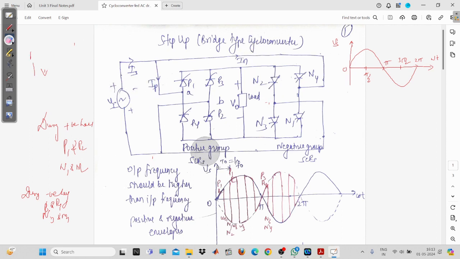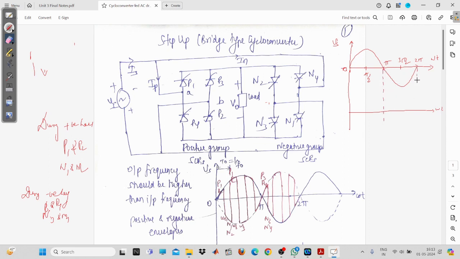So now we'll start. Now you can see here, we'll draw the output voltage waveform. So output voltage will be like that only. We will draw the envelopes of it. So how to draw the envelope? You can see here, this one is the omega t. Now this is one half.